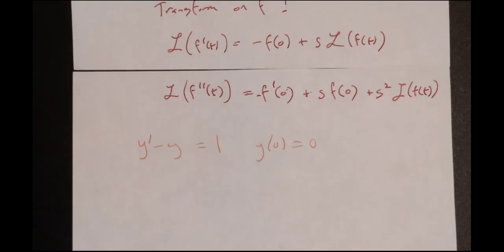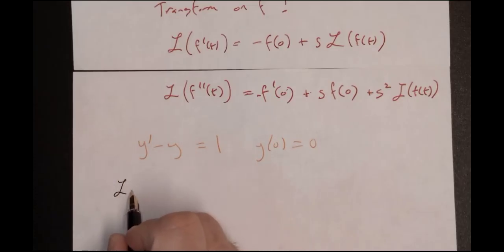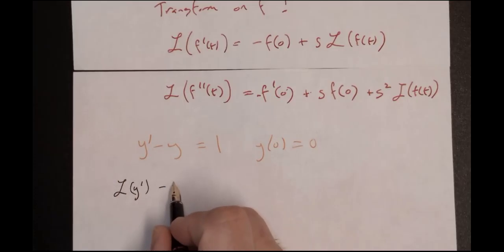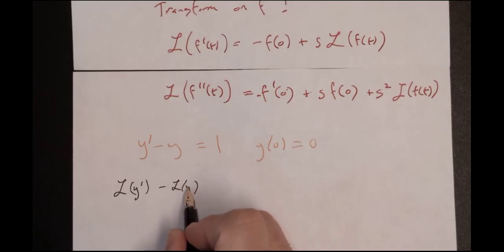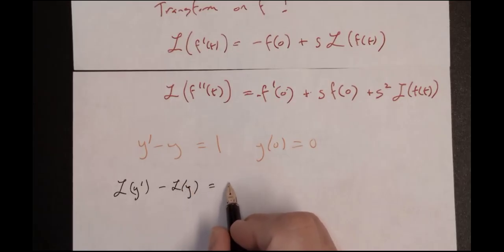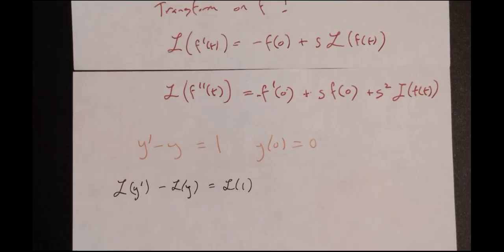So on the left side, I'm going to do the Laplace transform. And here, I'm going to get L of y prime minus L of y. And on this side, I'm going to get L of 1. What's the Laplace transform of 1? 1 over S. It's just 1 over S.